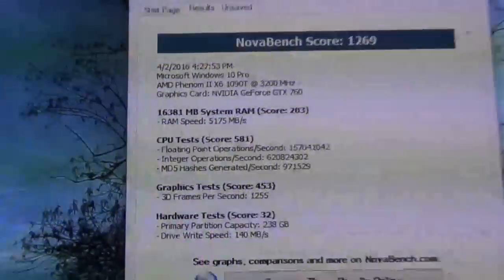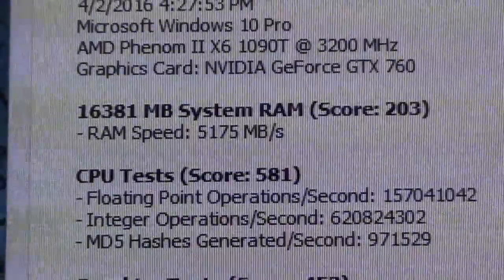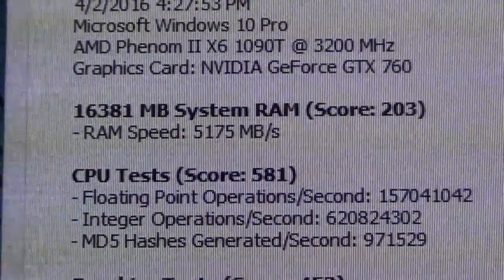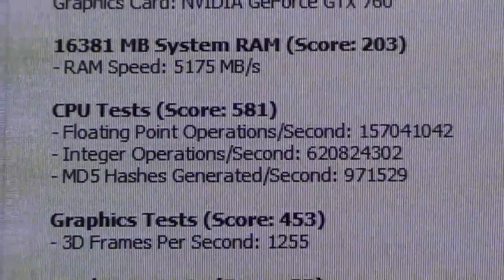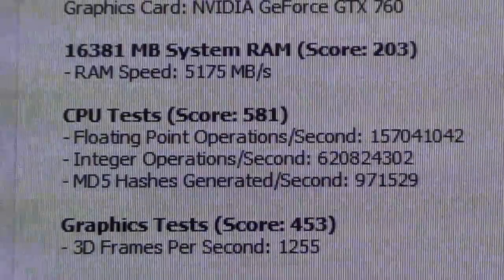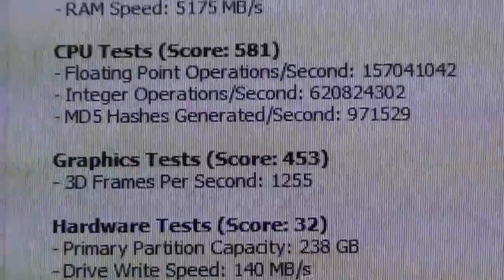So about in the same area. So yeah, the amount of RAM you have actually contributes to the scores that you get. Let's upload this one. 581 at stock speeds, which is about right for the 1090T.